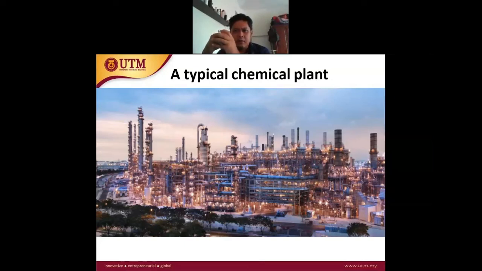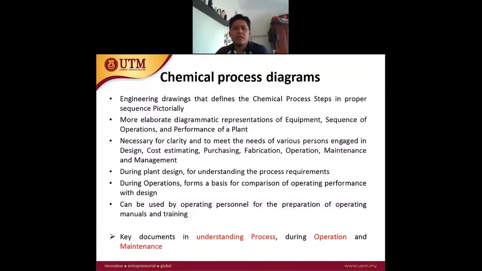So they involve a lot of sub processes, and these sub processes have a lot of equipment and many transducers, and they require description. So the chemical process diagram is basically an engineering drawing that defines the chemical process steps in proper sequence pictorially. It means the chemical process has many pictures put in sequence, in an order of which process comes first in the total process.